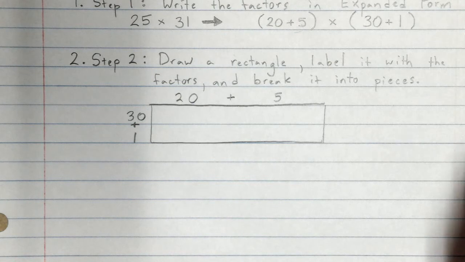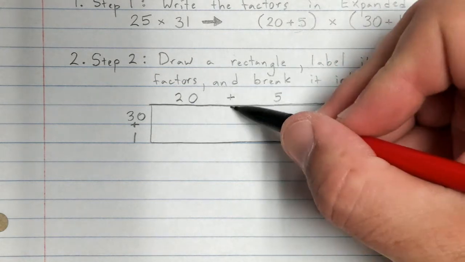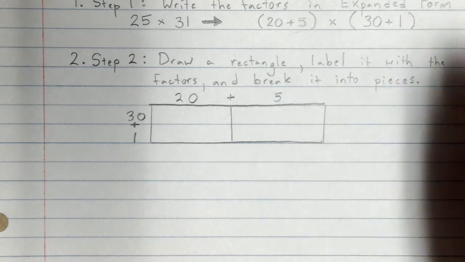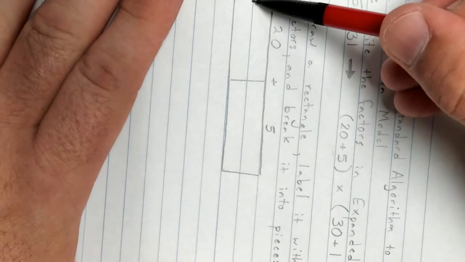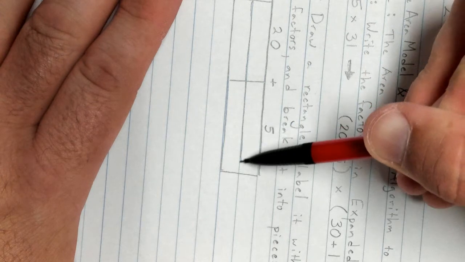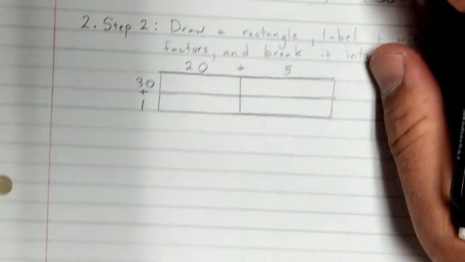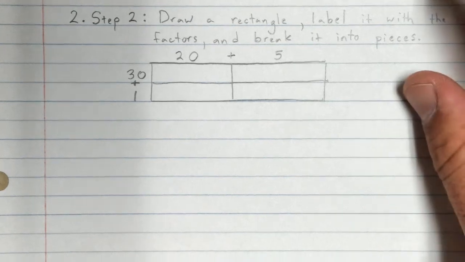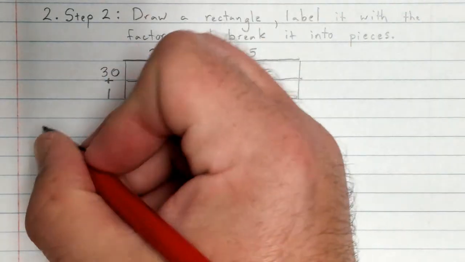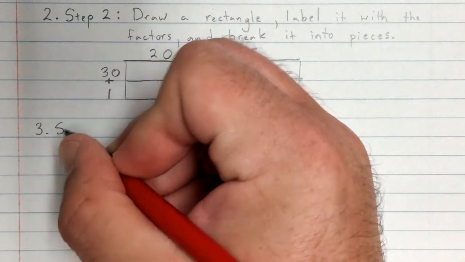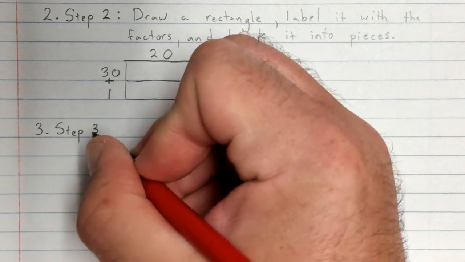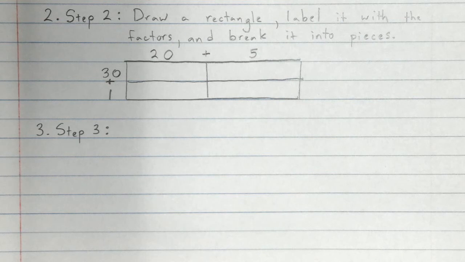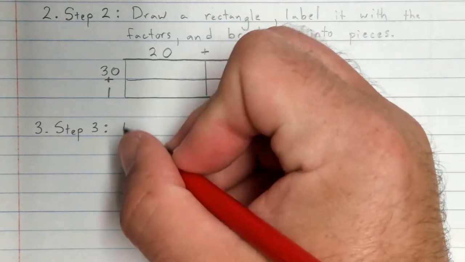Okay. Now to break it into pieces, I use the plus signs to help me. I draw a line straight down from that plus. I'll draw another line straight out from that plus. Again, I just turn my paper sideways. It helps me keep the lines a little straighter. Okay. All right. Now for step 3, we've got our box, we have our rectangle. It's labeled and broken up. We're going to multiply each part of the factors.